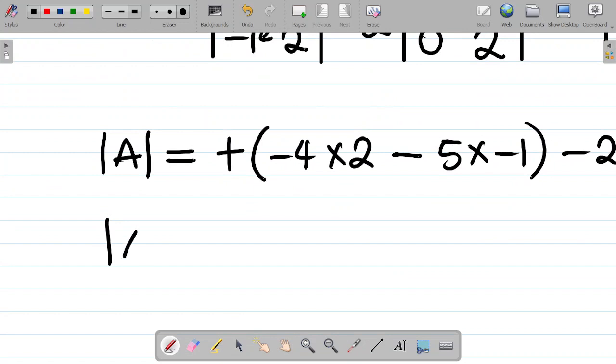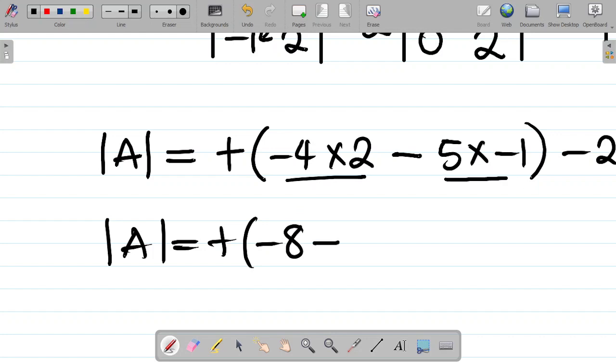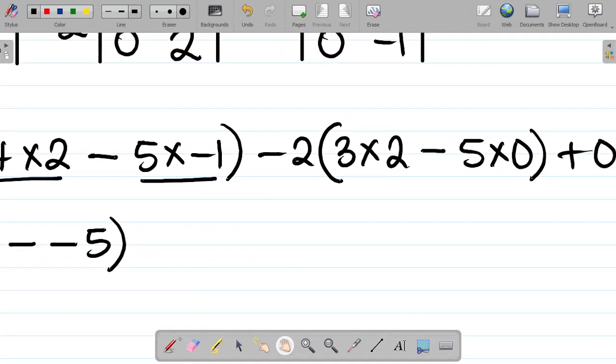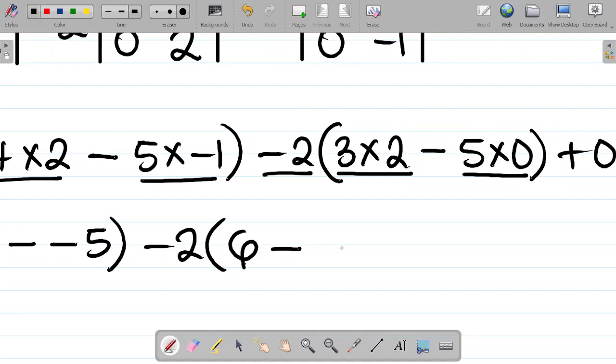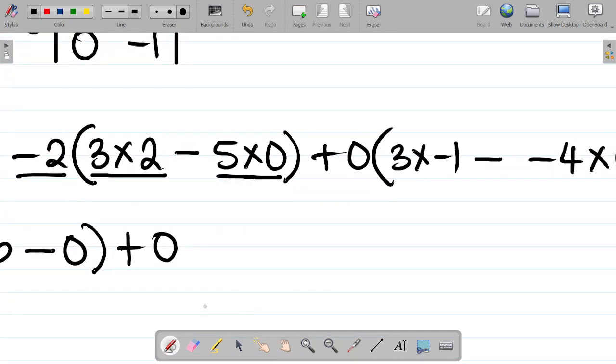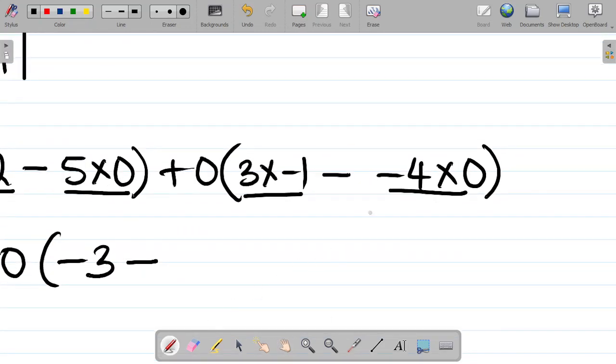So we have that the determinant of A is equal to plus minus 4 times 2 is minus 8, minus 5 times minus 1 is minus 5. So I have this. Take them step by step. Next up is minus 2. So minus 2 into 3 times 2 is 6, minus 5 times 0 is 0, plus 0 into, for 0, what do we have there? We have 3 times minus 1 minus 4 times 0 is 0. Okay, anything times 0 is 0.